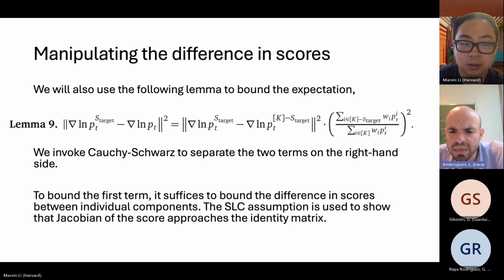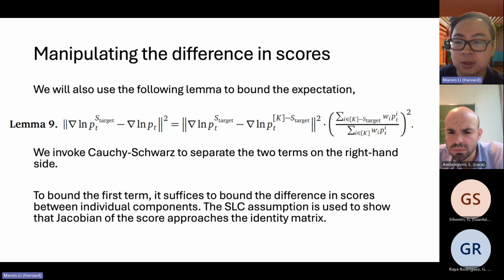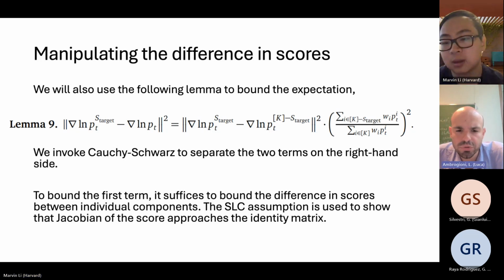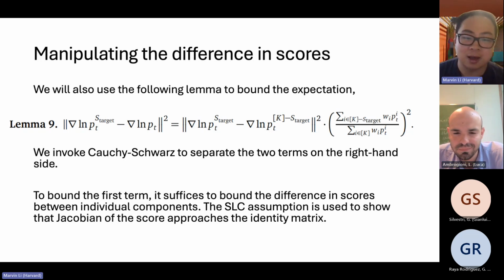Wait, what is K minus S target? Like the set containing all the components in K but not in S target. Okay, yeah. Intuitively, the first term is saying, why should we expect that to be small? The first term is just saying, as we run it for a long enough time, the scores of everything get closer and closer together.